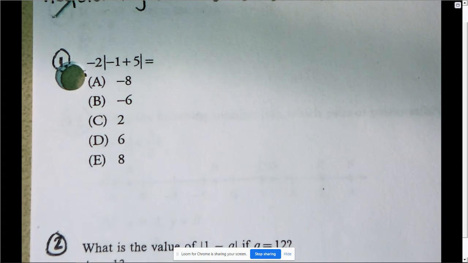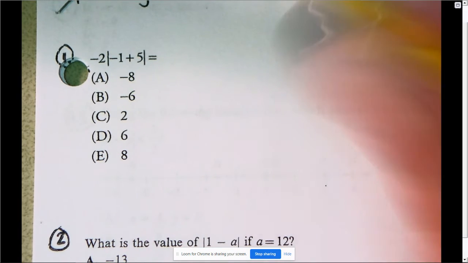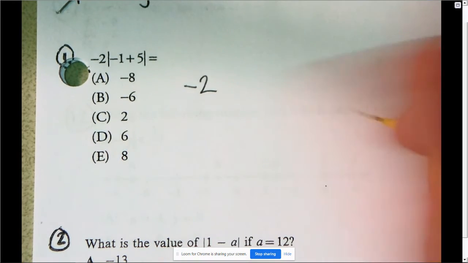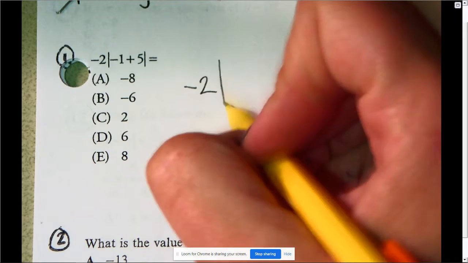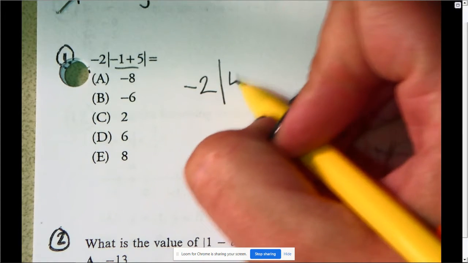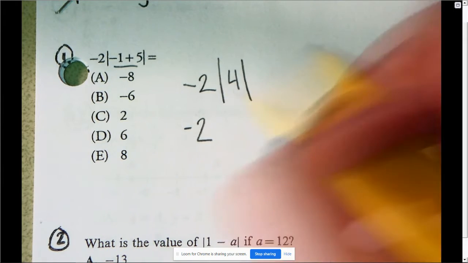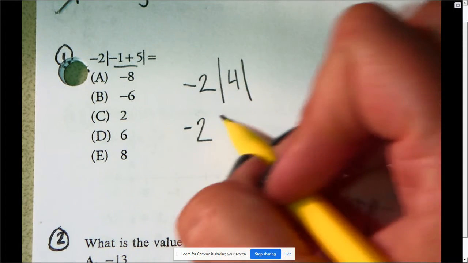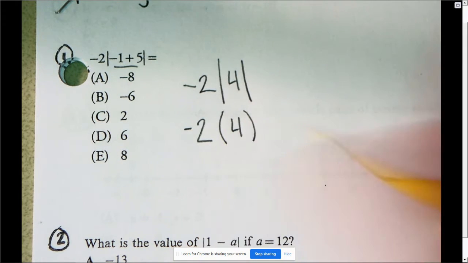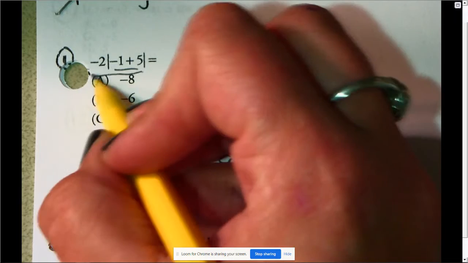Okay, to solve an inequality, you have to work inside first, and then you work your way out. So this -2 is really just along for the ride, okay? Then you simplify inside. So -1 plus 5 is 4. Again, the -2 along for the ride. The absolute value of 4 is 4. So I'm going to change those absolute values to parentheses. -2 times 4 is -8.